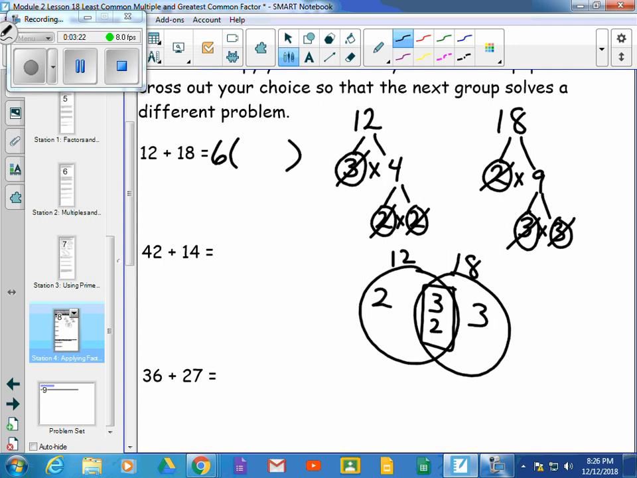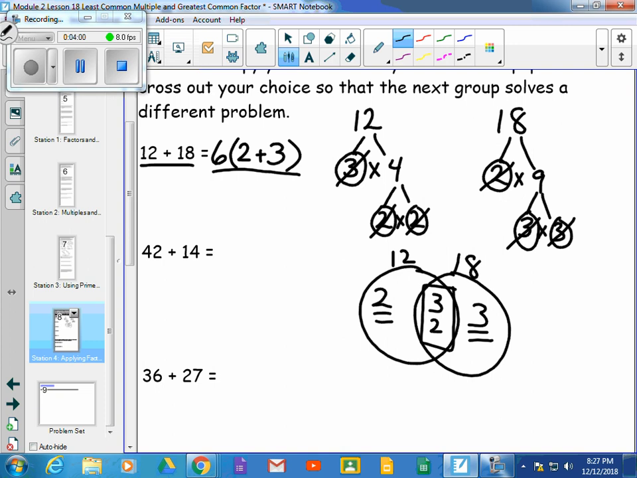Then, inside the parentheses, I'm going to take the factors that are left of 12 and 18. Well, if I factor out a 6, what's left of the 12 is the factor 2. I want to separate that with a plus sign, and then I'm going to write the factors that are left of 18. What's left of 18 when I factor out a 6 is a 3. So the expression 12 plus 18 is equivalent to the expression 6 parenthesis 2 plus 3.